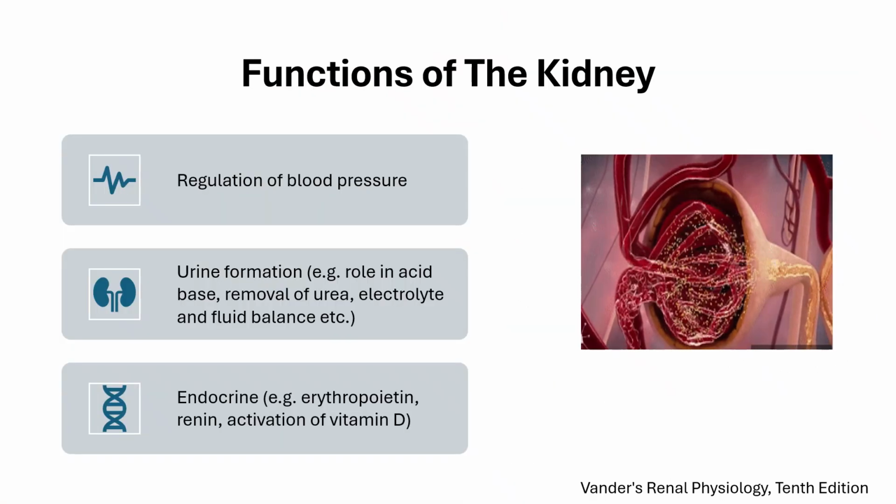Kidneys have numerous vital functions. To simplify, they regulate blood pressure, form urine, which aids in acid-base metabolism, removal of urea, and electrolyte and fluid balance. They also exert endocrine functions via production of erythropoietin, renin, and activation of vitamin D.